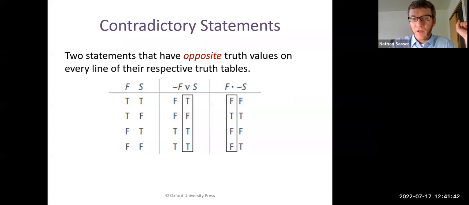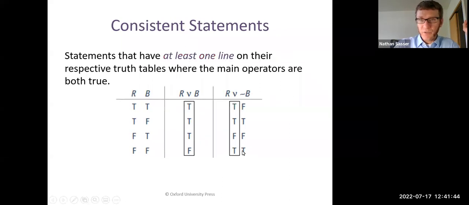Now, another kind of relationship in which two compound statements can stand, they can be consistent statements. Consistent statements have at least one line on their respective truth tables where their main operators are both true. It's not enough that they have one line where they're the same. They need to have one line where they are both true.